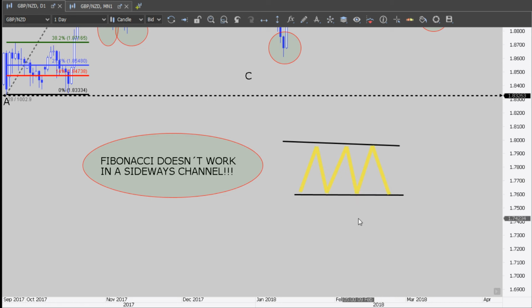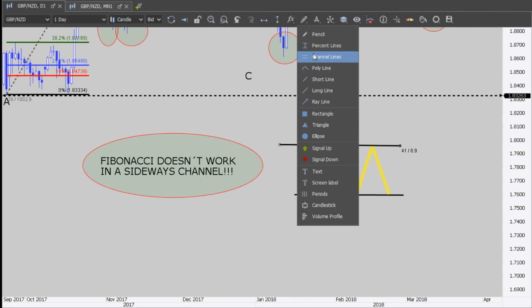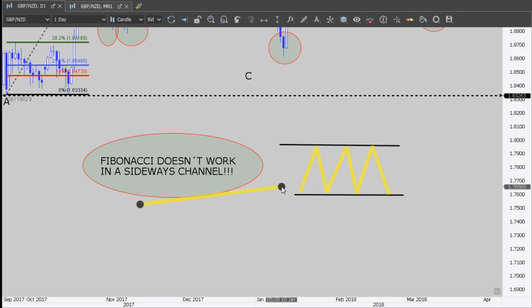Okay? Everybody, Fibonacci does not work in a sideways channel. You can try it, no problem. I mean, you know, you can accept what we are teaching you, you can reject what we are teaching you, no problem. But I'm telling you, Fibonacci doesn't work in a sideways channel.